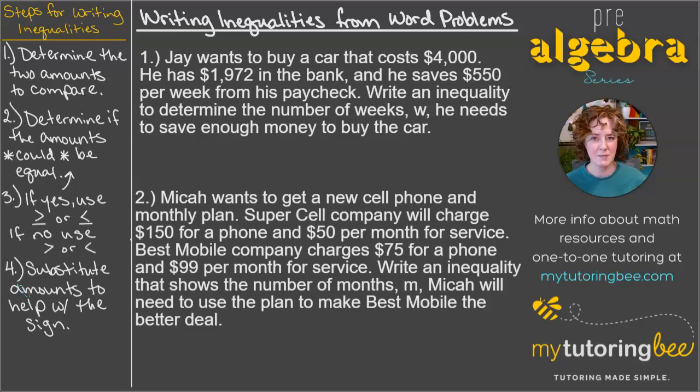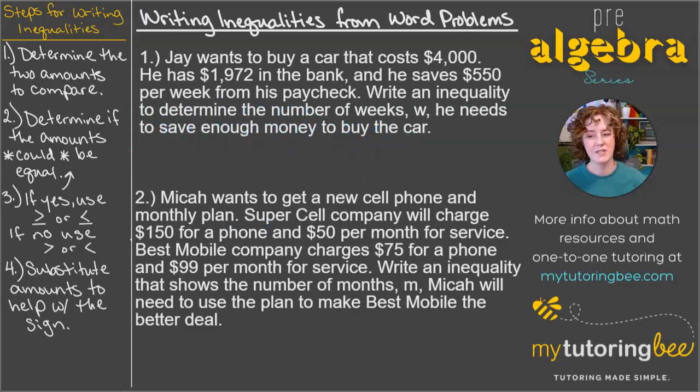so that we don't miss any pieces and we get the right inequality symbol in the middle there. All right, so let's first read our problem. Jay wants to buy a car that costs $4,000. He has $1,972 in the bank, and he saves $550 per week from his paycheck. Write an inequality to determine the number of weeks, W, he needs to save enough money to buy the car.